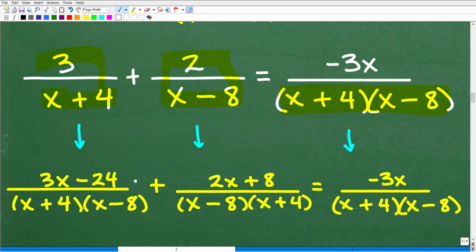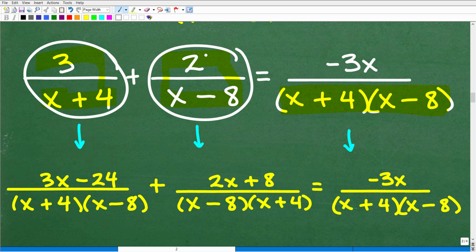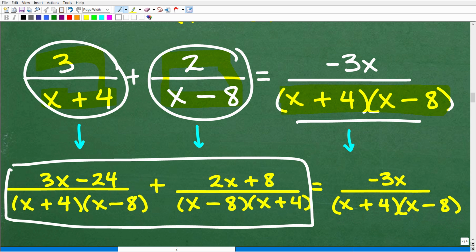So there's a lot of writing involved here. But basically, what we did is we rewrote this rational expression such that it has the LCD, and this one such that it has the LCD as well. And then this rational expression here already had the LCD. So these are two fractions with the same denominator, meaning that we can add these right here. So that's what we're going to do next.